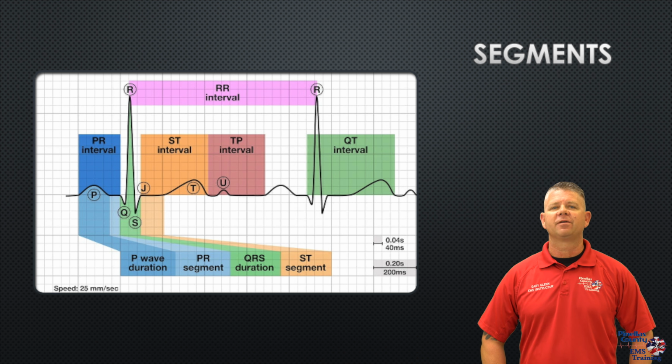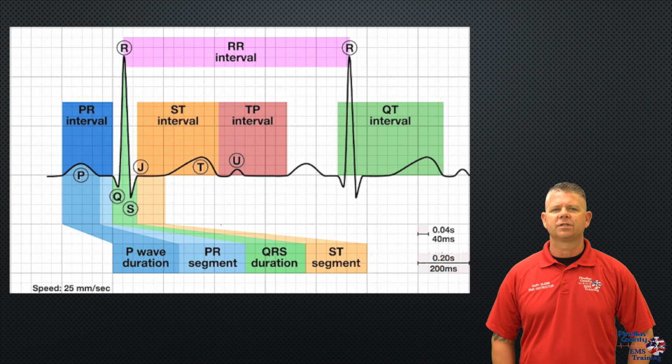Next, we're going to talk about the ST segment. This is a measurement from the end of the S wave to the beginning of the T wave. It represents the early part of repolarization of the right and the left ventricles, and the junctional point of the QRS and T wave is called the J point. This is where this measurement starts.